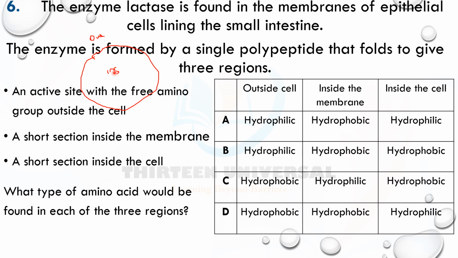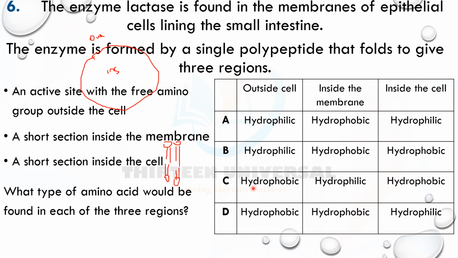The one inside must be hydrophilic, but the ones inside the membrane must be hydrophobic because of the hydrophobic core. Remember the hydrophobic core of this phospholipid bilayer. The hydrophobic core repels polar molecules. So any amino acid that will be found inside the membrane must be hydrophobic. So outside is hydrophilic.